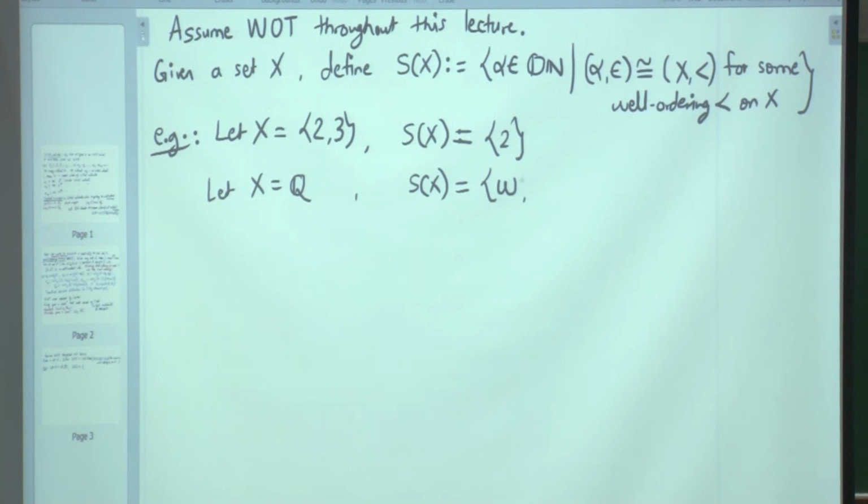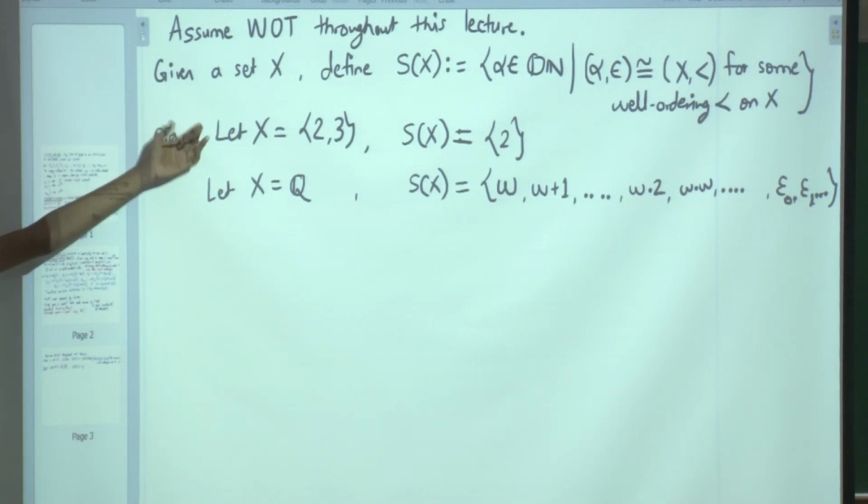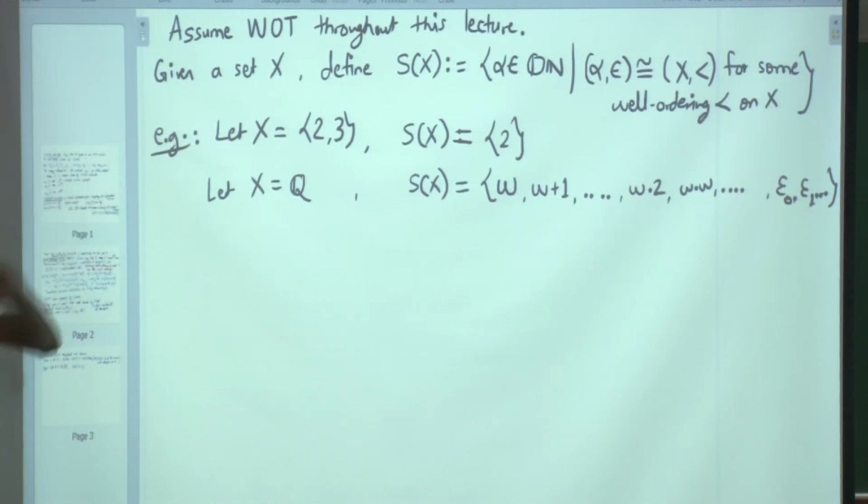Okay, then if it is in bijection with omega, then there is some other linear order. When we put that 0, the least element, at the end, then it is also in bijection with omega plus 1, like order preserving bijection. And dot dot dot, I will get all the numbers, omega dot 2, omega dot omega, and even epsilon naught, epsilon 1, and there is so much. Well, first of all, we should know whether S of X is a set and whether it is non-empty.